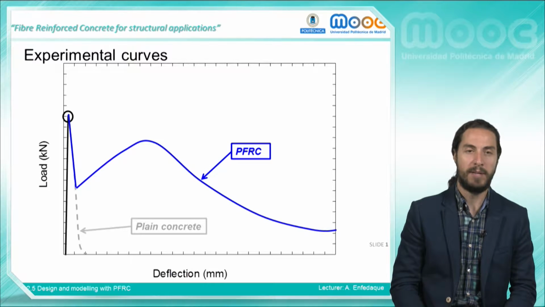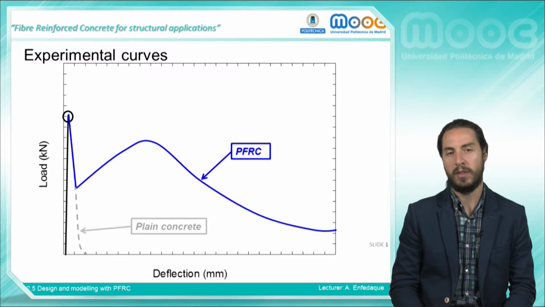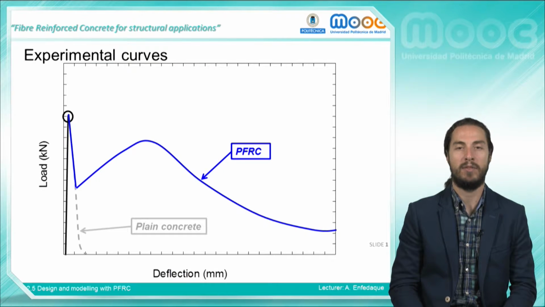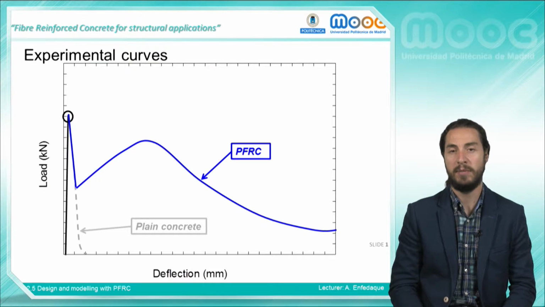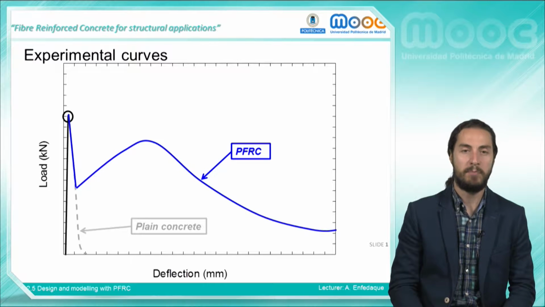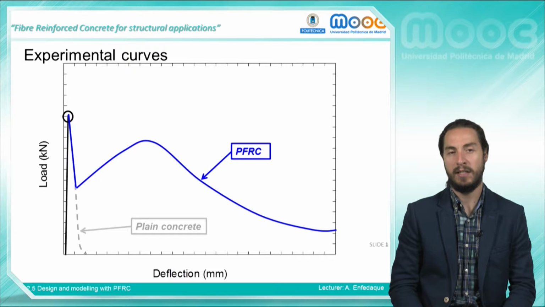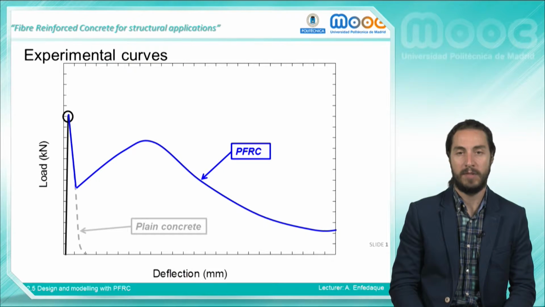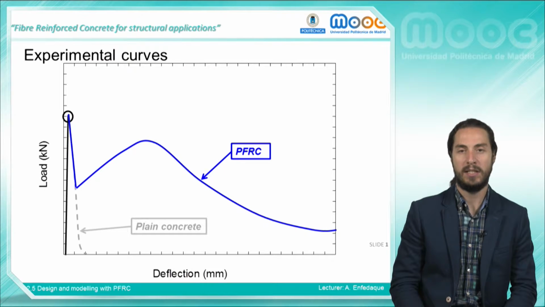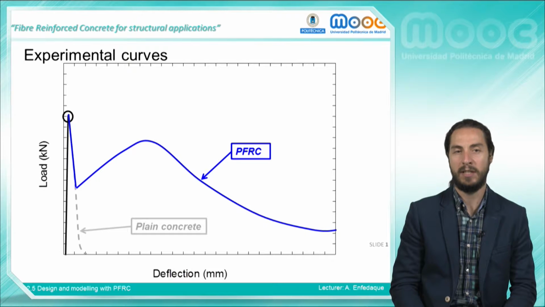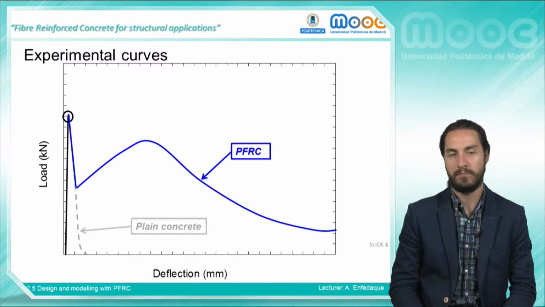In the gray line, the mechanical behavior of a plain concrete without any reinforcement subjected to a 3-point bending test in a notched specimen can be seen. As has been previously explained in other lessons, the load deflection curve is mainly linear until the peak load is reached. Afterwards, an unloading branch starts, having a quasi-brittle behavior until the total unloading of the sample.